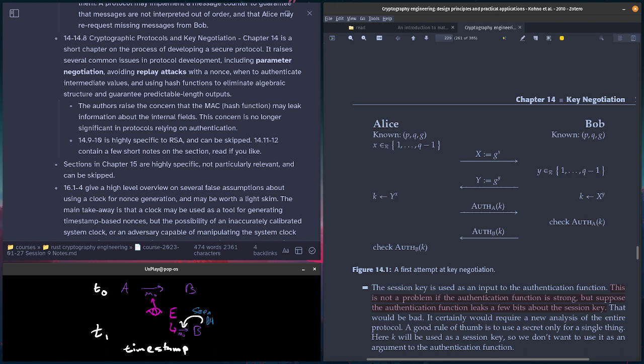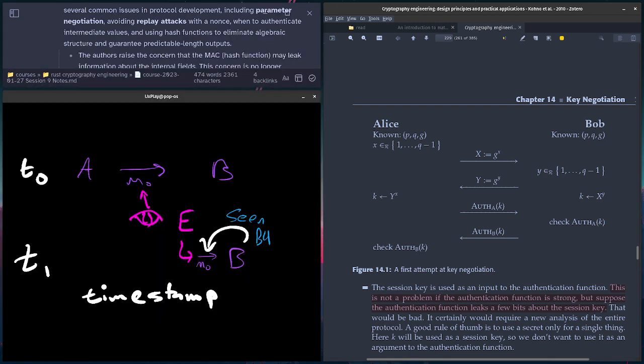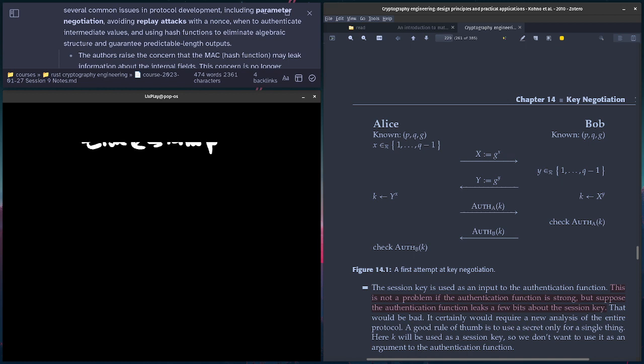And at this point already things seem sketchy because if Eve says, I see that Alice has tried to send her public key, so let's draw some characters here. I'm going to have Alice in purple, Bob in blue, and Eve in pink.